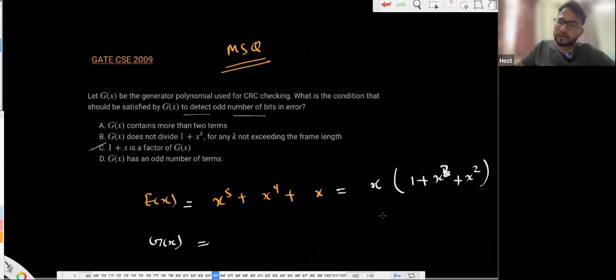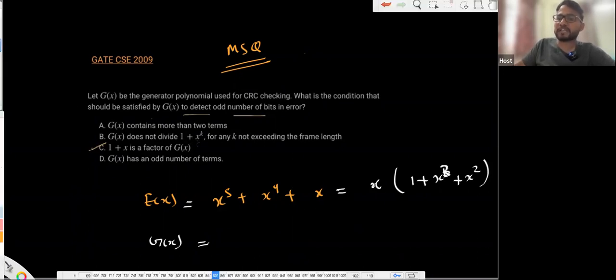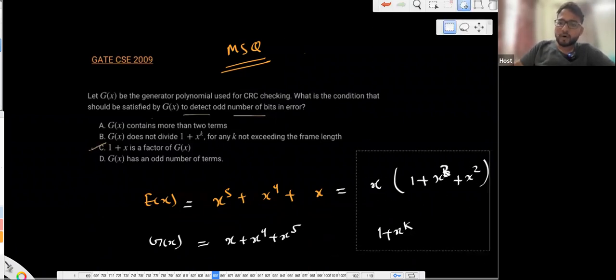Okay, so here they are saying that any G(X) that does not divide 1 plus X^K will also not divide this. No, right? Maybe G(X) is this one only. Most probably it will not divide 1 plus X^K, right? So if G(X) is not dividing this, then G(X) will also not divide this. No, that's not true, right? So I don't think it is true. So that is why only B is the correct answer.